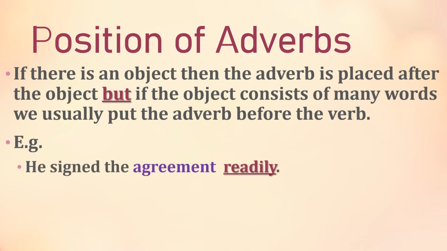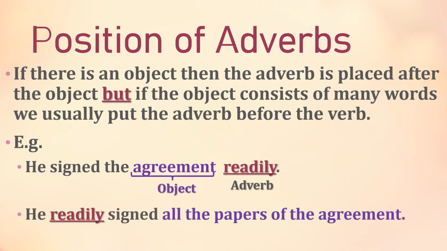Let us take the first one. He signed the agreement readily. Now over here, agreement is the object. Who is the subject, the doer of action? Yes, he is the doer of action and signed is the verb. Now over here, agreement is the receiver of action, that is the object. And since this object is one single word, our adverb will be placed after the object and the adverb is readily over here.